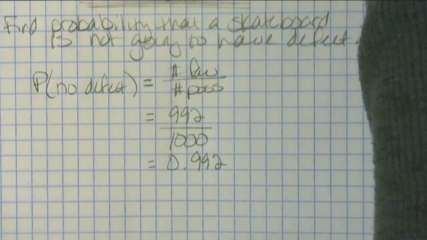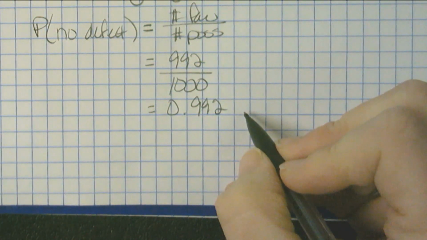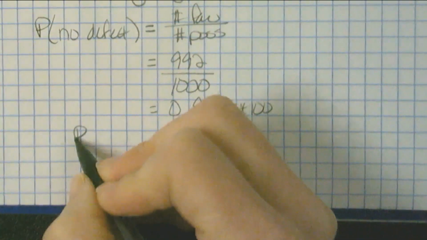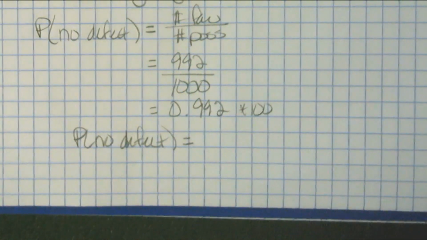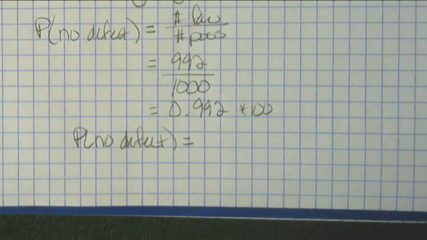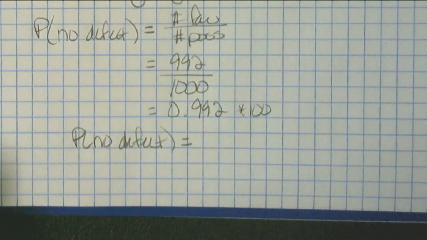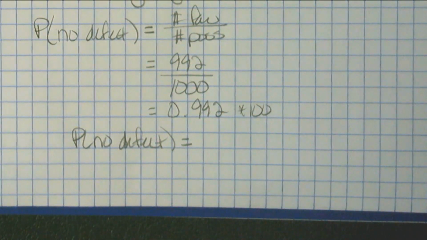How do I turn a decimal into a percent once I found it, Nick? You multiply it by 100. So what is the probability out of those 1,000 skateboards that you're not going to have a defect in them, Serena? No. Did you type in 1,000 divided by 992, or did you type in 992 divided by 1,000?